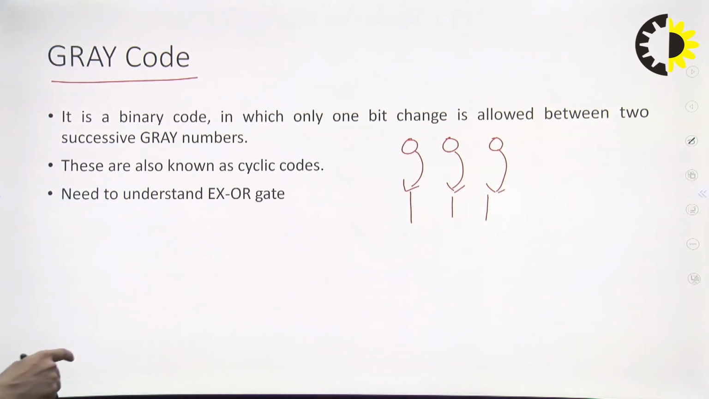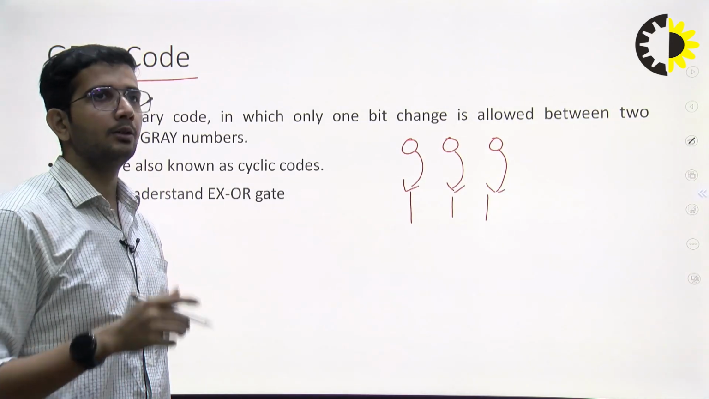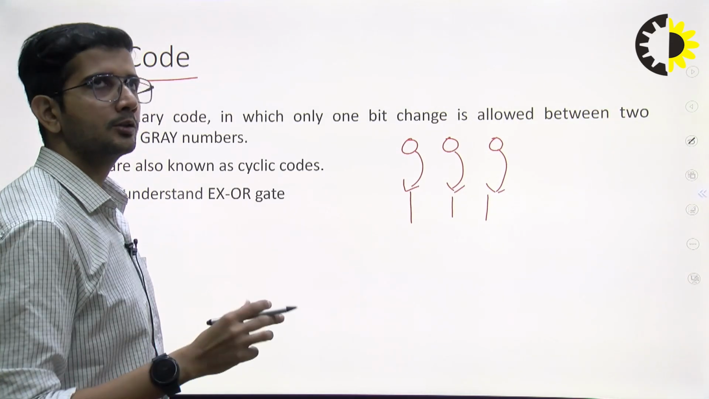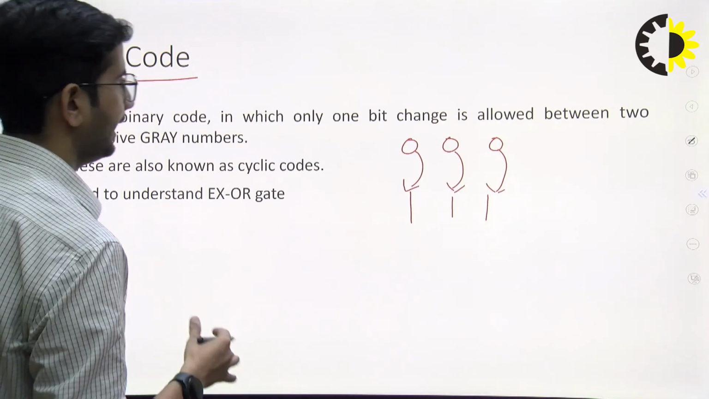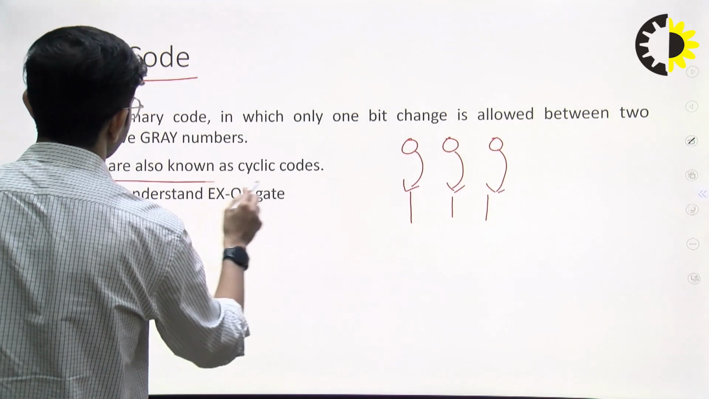If we are talking about the practical applications, gray code will be used because here only one bit is changing at a time. So it will consume less energy and less power. Gray codes are also known as cyclic codes.